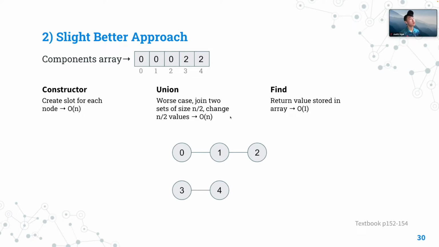But the benefit of this approach is that when I'm looking for what set an item belongs to, I no longer have to iterate over all the sets. Now I can just look it up directly. Say, for example, I'm looking for what set 1 belongs to. I just go to index 1 of my components array, and I immediately see that it has a set ID of 0. And say I'm trying to see if 0 and 1 are connected, I just call find 0, which is constant time, and I call find 1, which is constant time, and they both return the ID of 0. So I know that they are connected. So this implementation really speeds up the find operation.